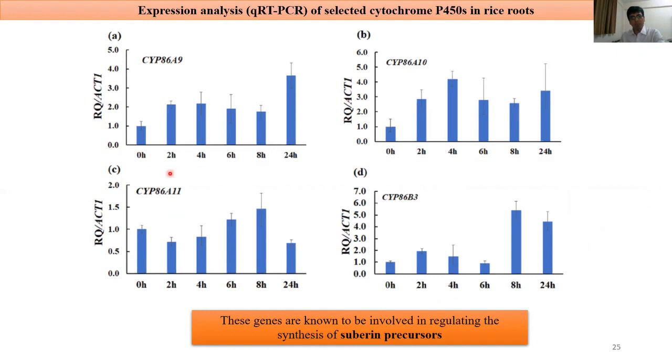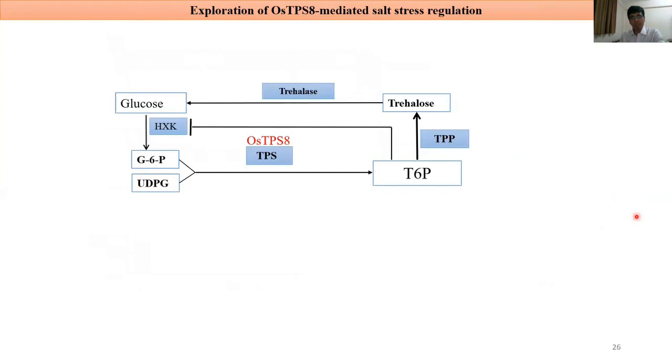So here you could see these four genes are known to regulate the synthesis of suberin precursor that is involved in the hydrophobic barrier deposition. So this is another piece of evidence that shows that hydrophobic barrier is one of the mechanisms by which OsTPS8 confers the salt tolerance. Now we explore more on this OsTPS8 mediated salt stress regulation.